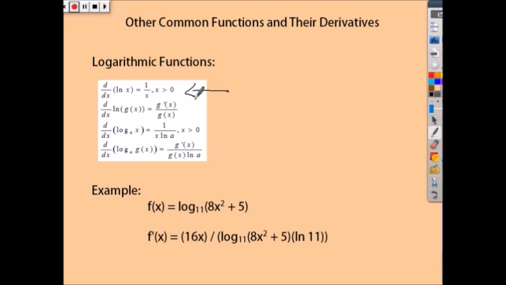The derivative of log base a of x equals 1 over x ln a, only when x is greater than 0. The derivative of log base a of g of x equals g prime of x over g of x times ln a. For example, the derivative of log base 11 of 8x squared plus 5 is 16x divided by 8x squared plus 5 times the natural log of 11.